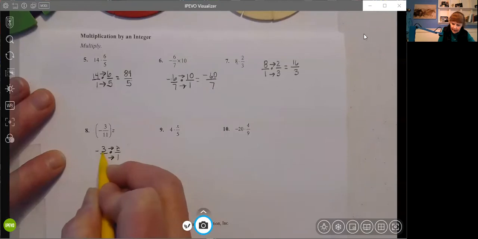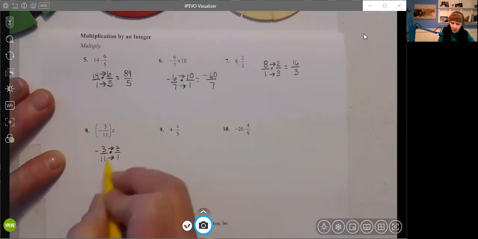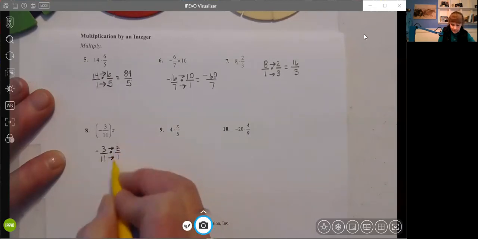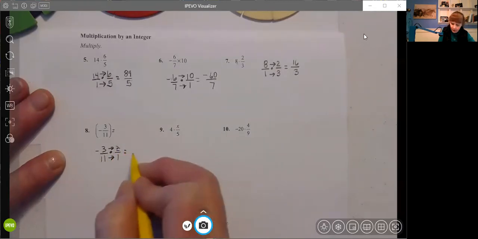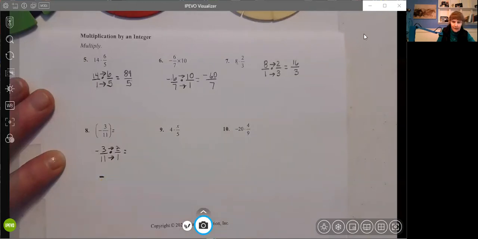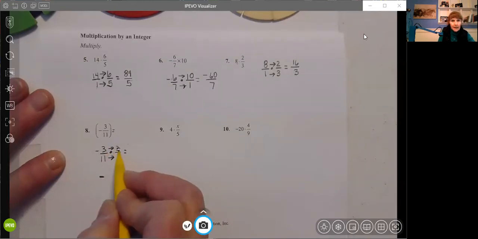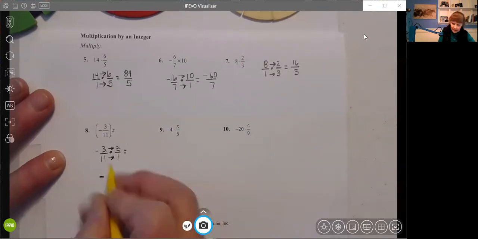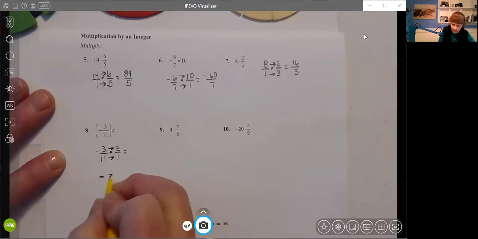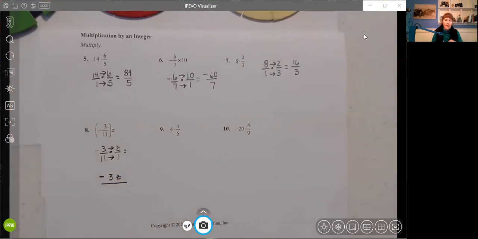Well, a negative times a positive, I've got one negative. So when I'm multiplying one negative times a positive, your answer will be negative. I'm going to put the answer down here. Negative 3 times z is a negative 3z. Then I take 11 times 1 and I get 11. And there's your answer. You're done.